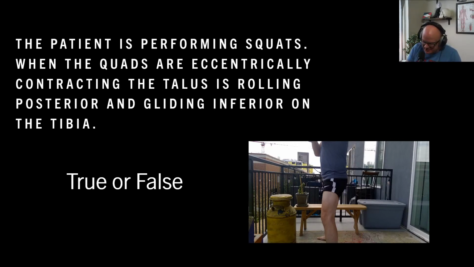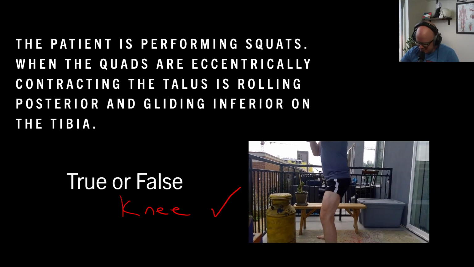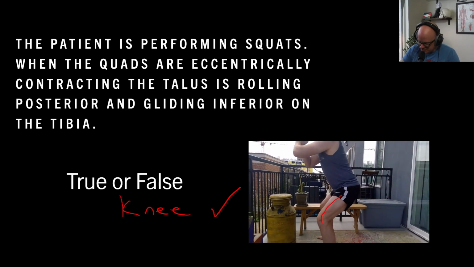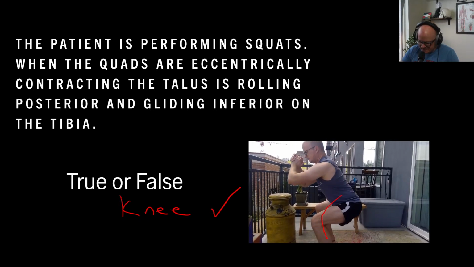All right, here we go. The quads are eccentrically contracting. So if the quads are eccentric, that means we better be having knee flexion occurring. Knee flexion is the motion that's occurring because of the eccentric contraction of the quads. It's going to cause me to see in this video, eccentric, quads are working at the knee, I am flexing.